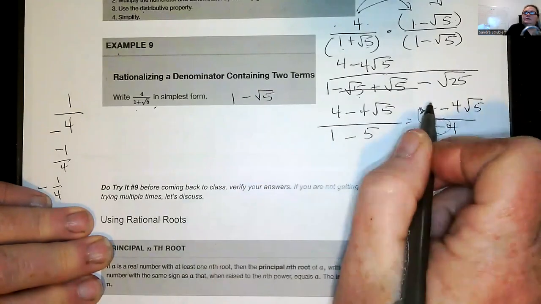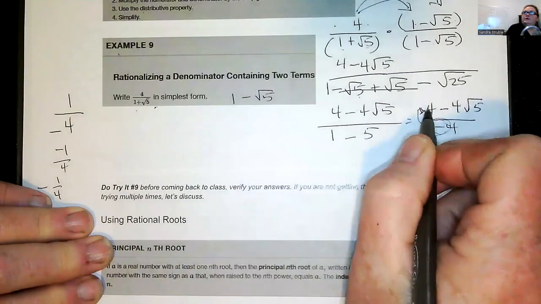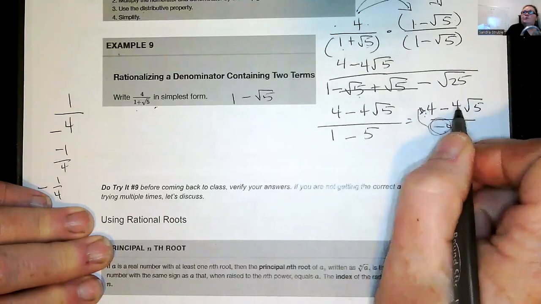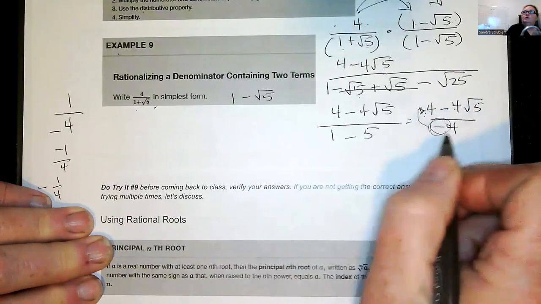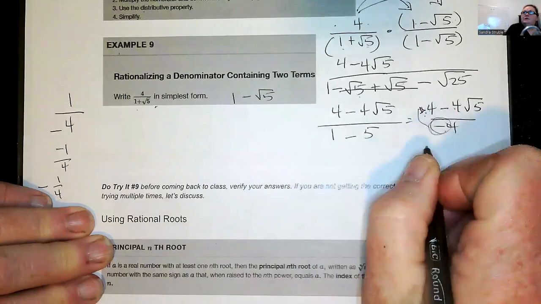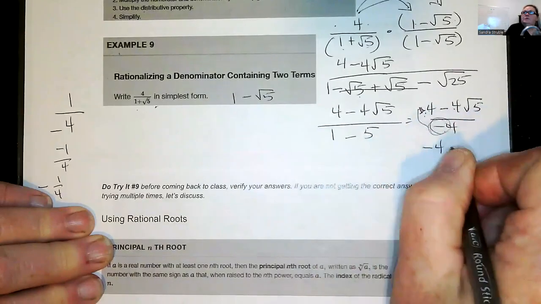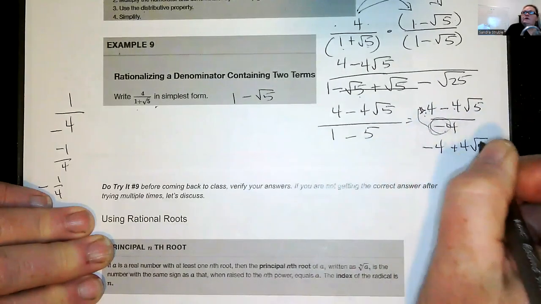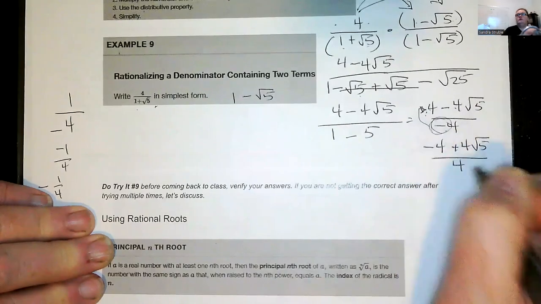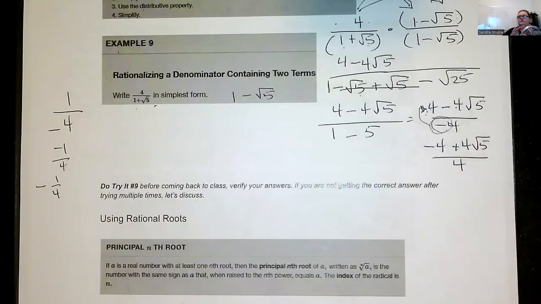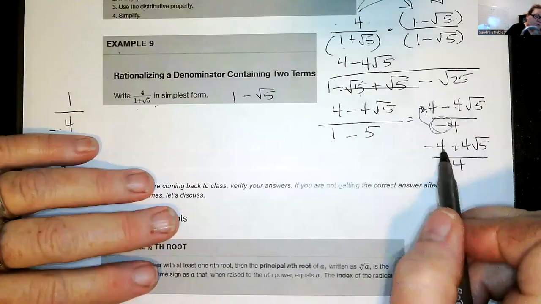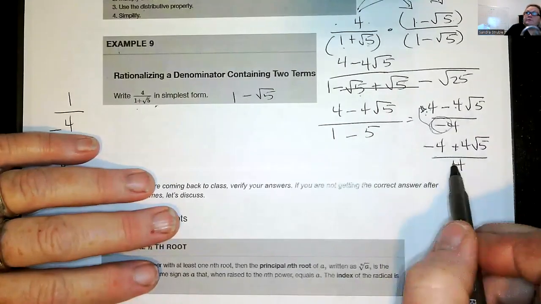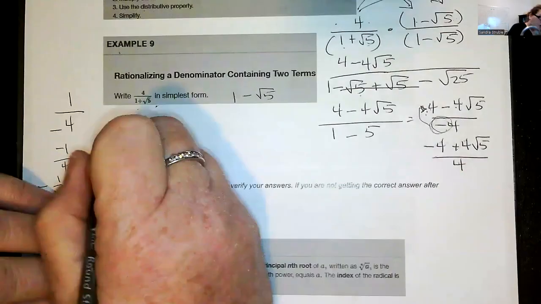When I do that, it doesn't just go to the 4 here. It changes the sign in front of this 4 as well as this 4. So I'm just going to make this negative 4 plus 4 square root of 5 over 4. Okay. Now I'm going to break these apart. That might be easier for you to see because people tend to forget one if you don't do this. You can reduce these three, and I'll show you how that looks broken apart.